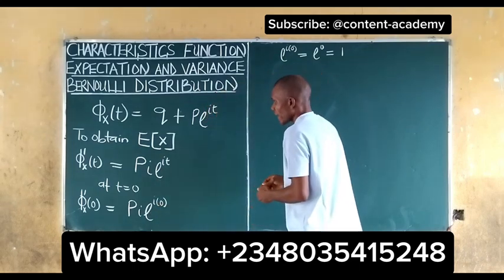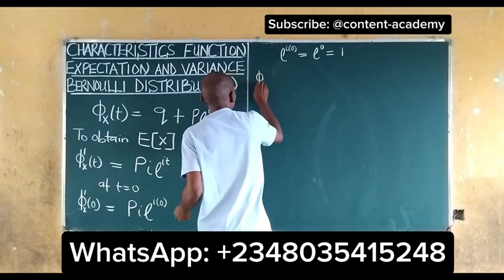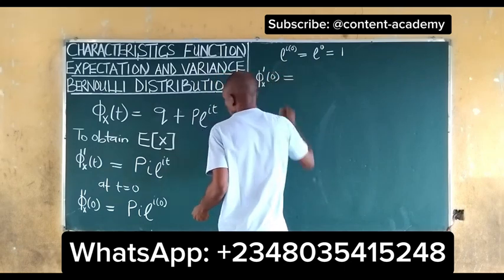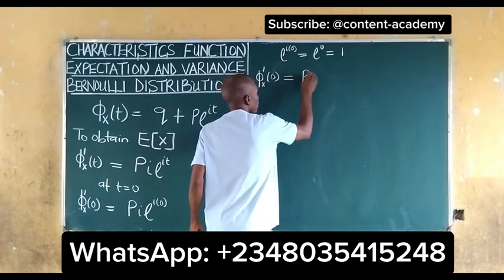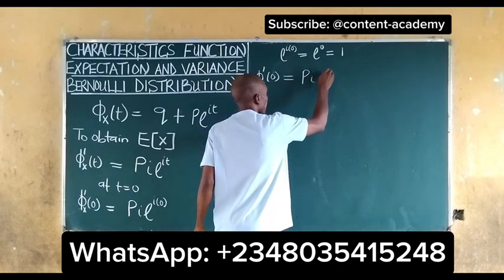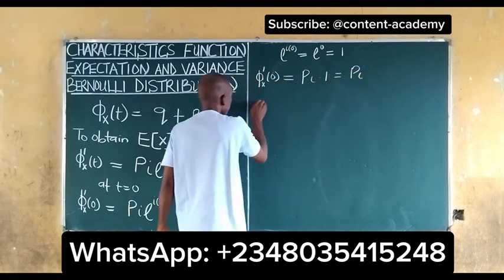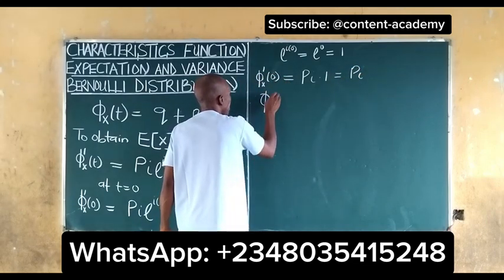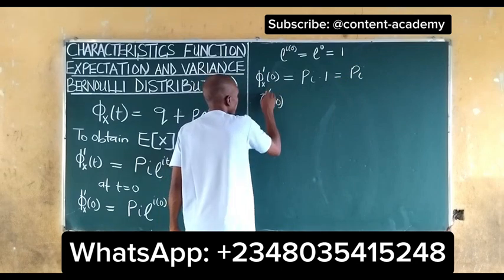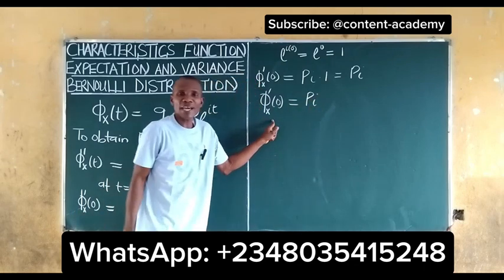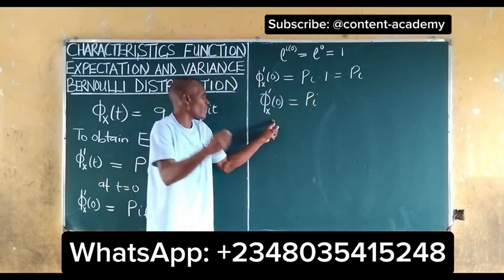So we can write our first derivative to be equal to p i multiplied by 1, which is equal to p i. Therefore, our first derivative is equal to p i. Now, we can write the expected value of x.